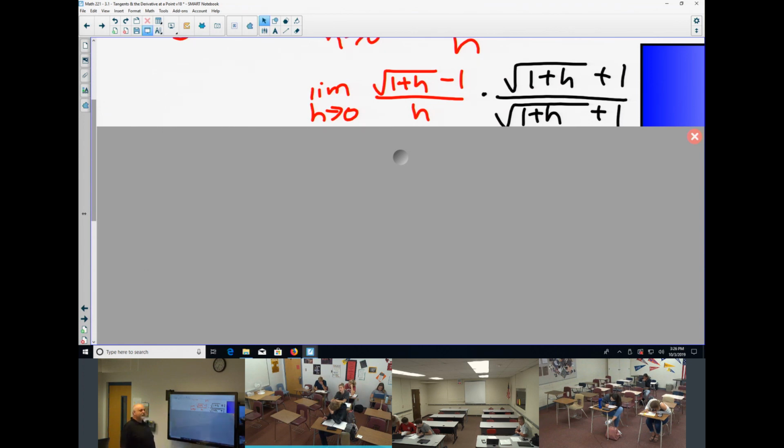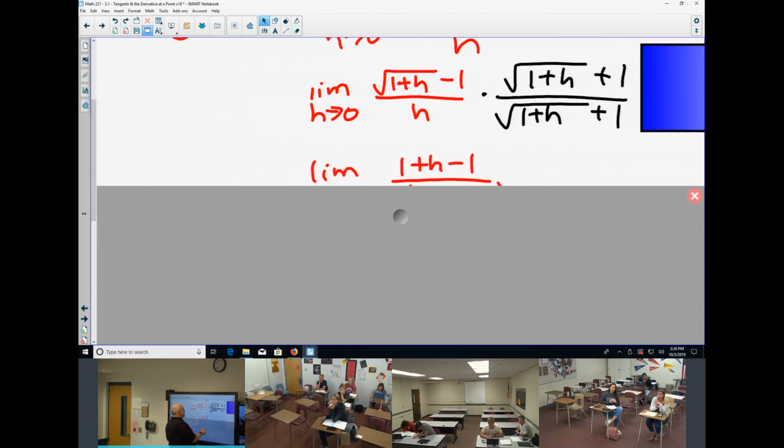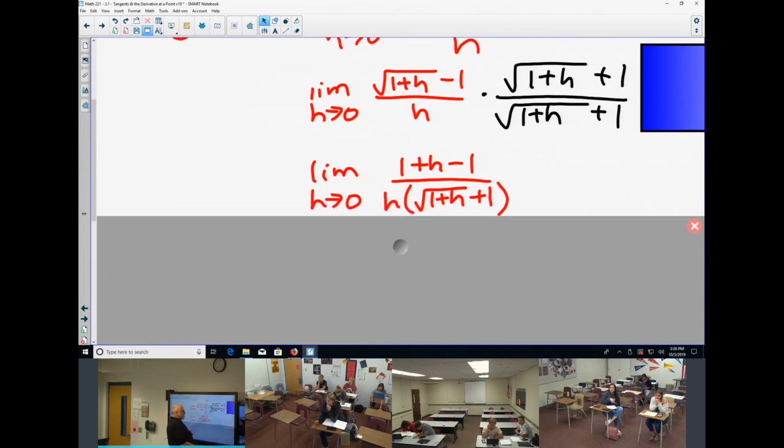Okay, no, I got lost again. Okay. That's all right. So when you multiply out the top, the radical times the radical will just come out of the radical. So you just get 1 plus h. Then the outer and the inner products cancel because they're conjugates. And then minus 1 times 1 is 1. So you get 1 plus h minus 1, and then don't multiply out the denominator.